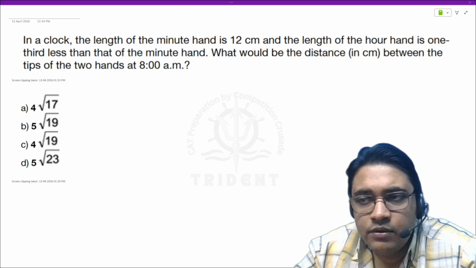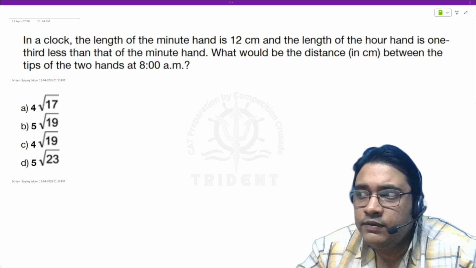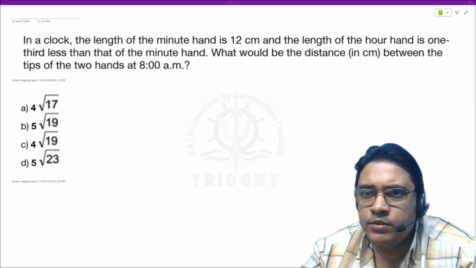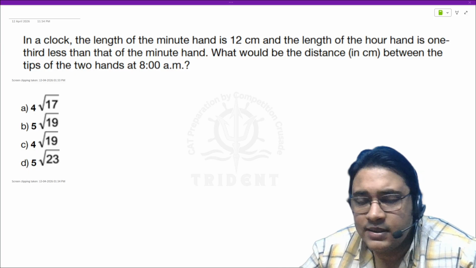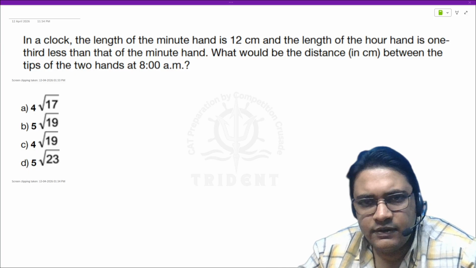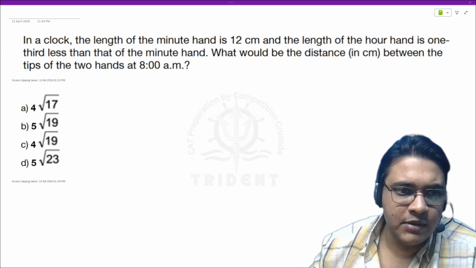Welcome back, guys. We are solving another question from geometry. In this session, we will be discussing a very interesting question from trigonometry, geometry and clocks together. This is a past mock question, a very interesting question. To some extent difficult also, but not something that you would not be able to do in an exam condition.